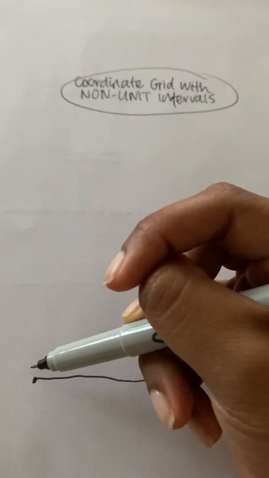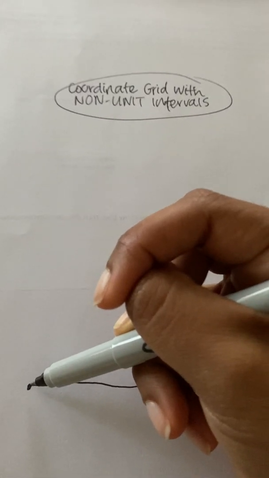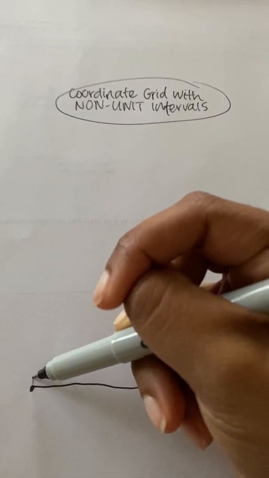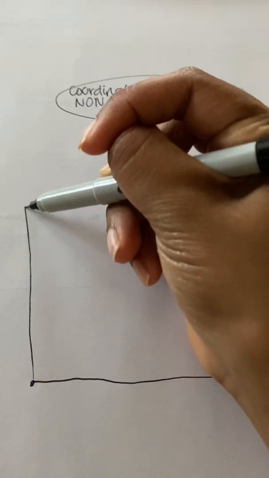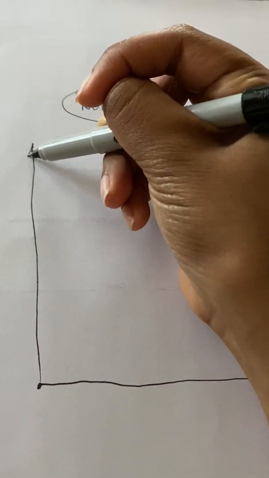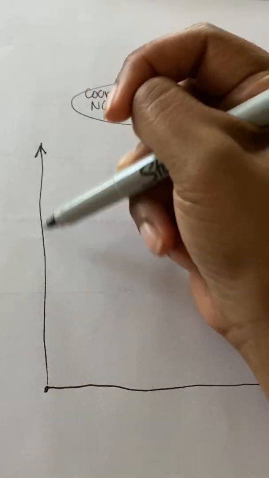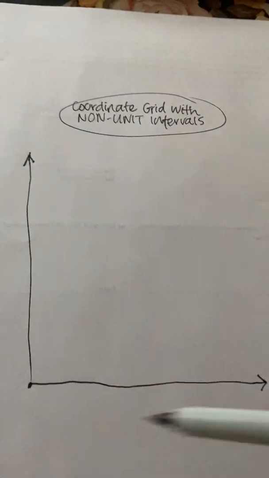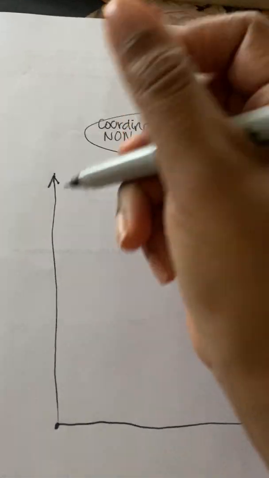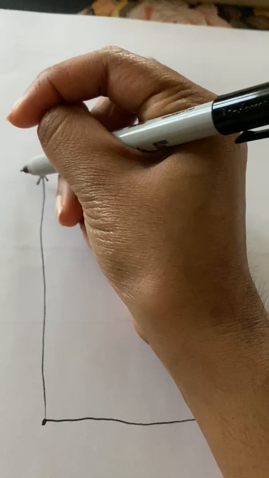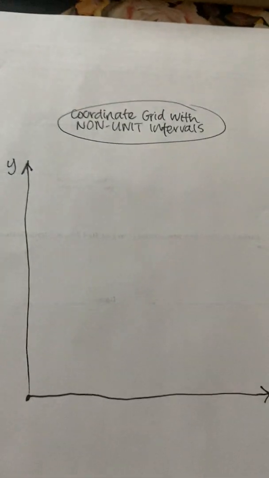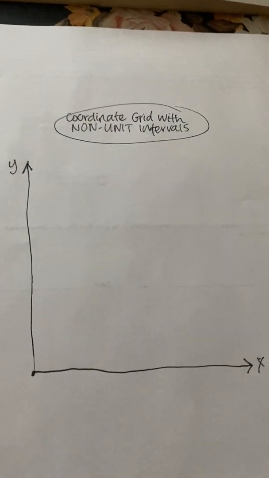My y-axis is going to start at the end of the x-axis, and it's going to go up and down, or vertically, with an arrow at the end because it goes on forever. Both of these axes go on forever, so we're just going to give an arrowhead at the end and label it y. Super important to always label it x and y.